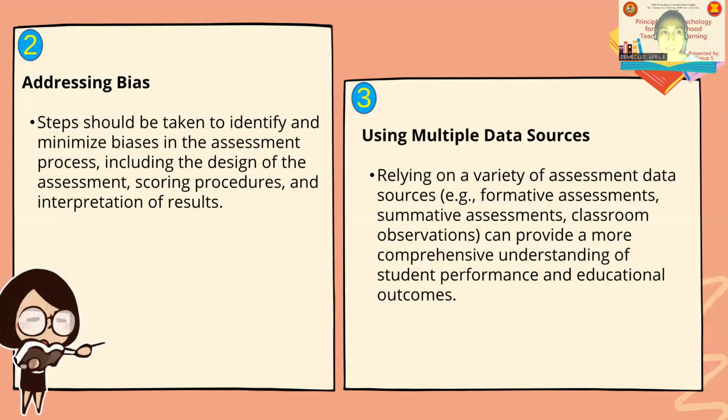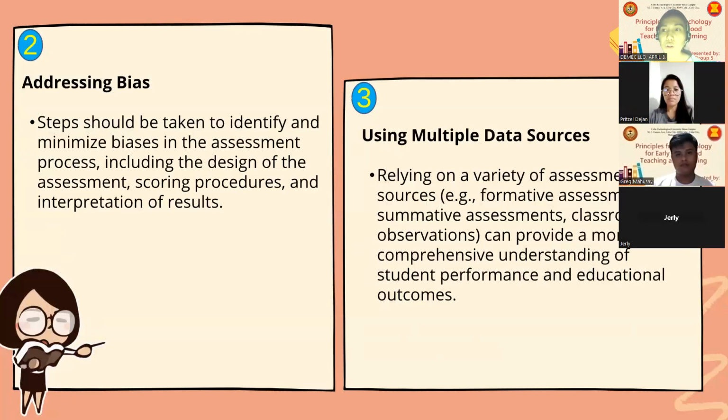And the next one is addressing bias, like what I said in Principle 19 also. Steps should be taken to identify and minimize biases in the assessment process, including the design of the assessment, scoring procedures, and interpretation of results. We all know that we have diverse learners, so we also have to use differentiated assessment tools.